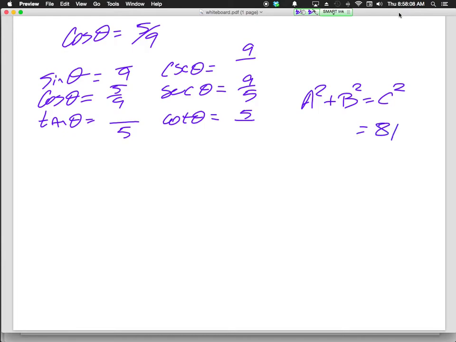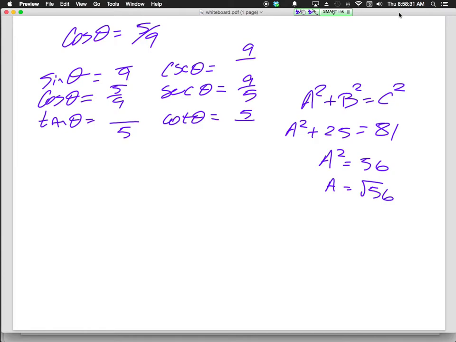It doesn't matter where I put the 5, so I've got a squared plus 25. And then we solve for a squared. I get a squared equals 56, which means a equals the square root of 56. Now normally when we take the square root, we do plus or minus. Why do I not do that in this case? I can't have a negative side.